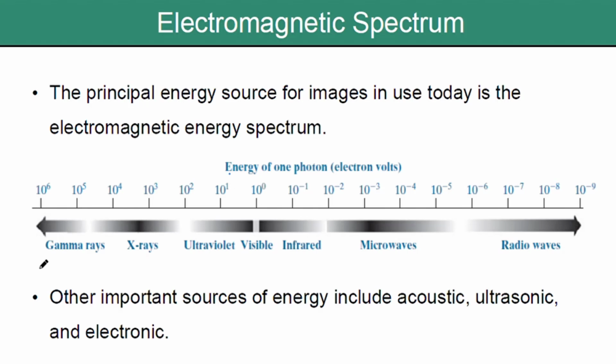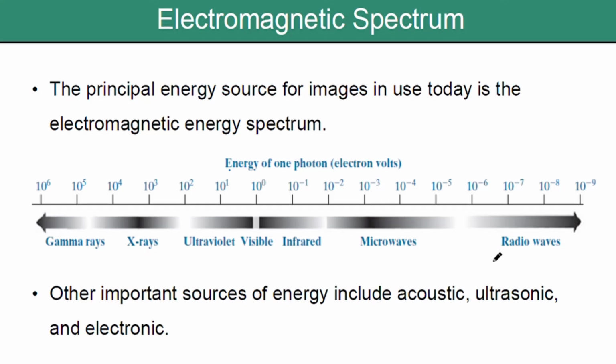Here the highest energy is for gamma rays and the lowest energy is for radio waves. The total electromagnetic energy spectrum consists of gamma rays, X-rays, ultraviolet, visible, infrared, microwaves and radio waves. I am going to explain the applications of digital image processing with respect to all these energy sources. The other energy sources are acoustic, ultrasonic and electronic. Now we'll see one by one.